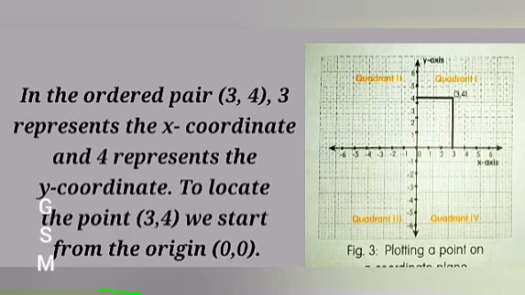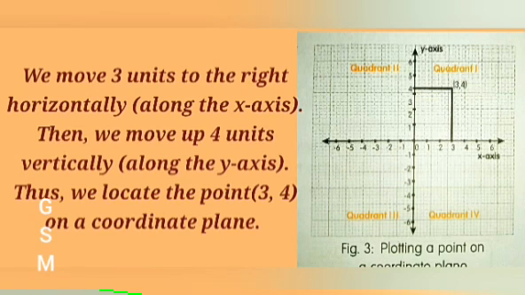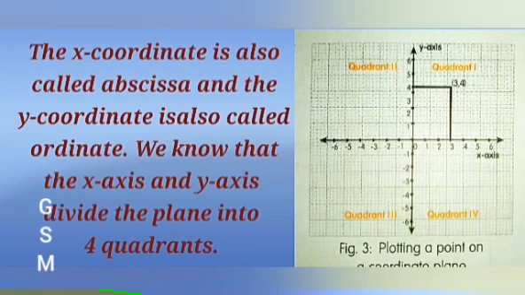Next, let us see how to plot a point on a graph. In the ordered pair (3, 4), 3 represents the x coordinate and 4 represents the y coordinate. To locate the point (3, 4), we start from the origin (0, 0). We move 3 units to the right horizontally along the x-axis, then we move up 4 units vertically along the y-axis as shown in the figure. Thus, we locate the point (3, 4) on a coordinate plane. The x-coordinate is also called abscissa and the y-coordinate is also called ordinate.